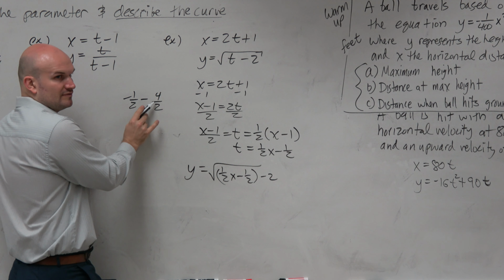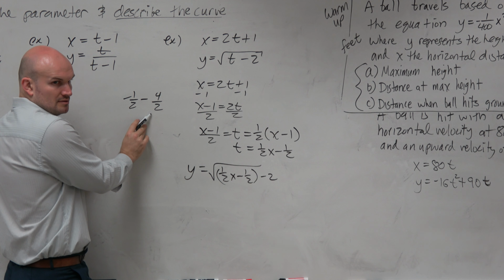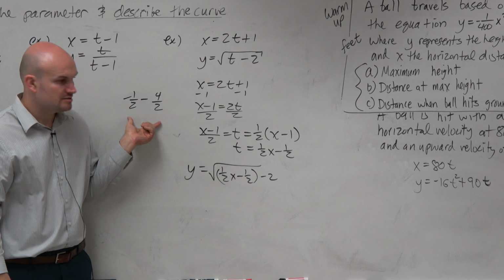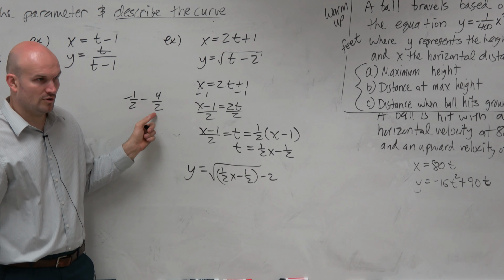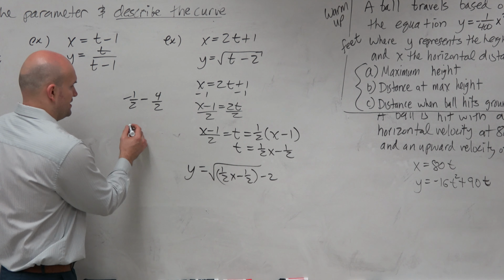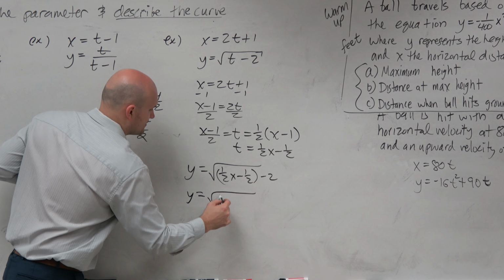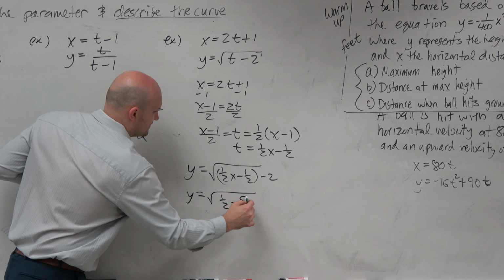Isn't negative 2, isn't 4 over 2 the same thing as 2? I got to get common denominators. So I'm just rewriting 2 as 4 over 2. So therefore, I get negative 5/2. So y is equal to 1/2 minus 5/2.